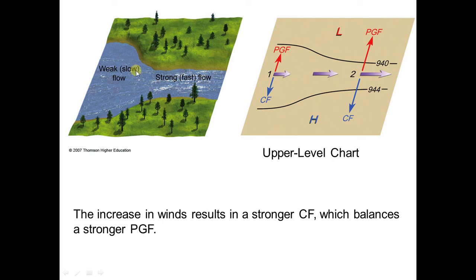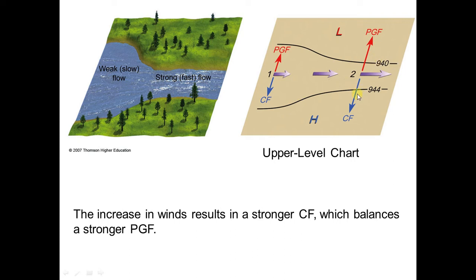Think about a moving river where the banks have greater spacing. The flow is weaker, slower. But where the river becomes thinner, the speed of the water increases. Similar idea if you think about upper level weather maps and winds in this case. This is an upper level weather map.